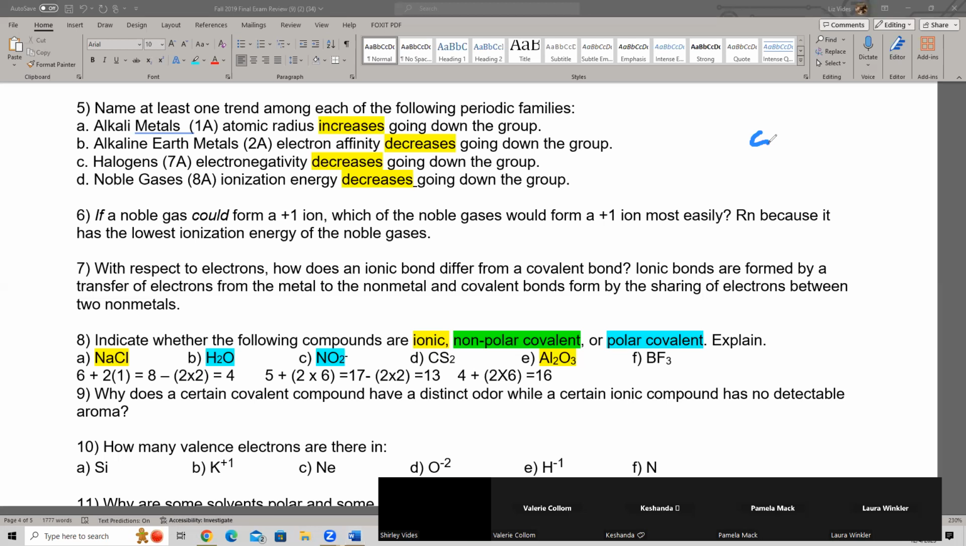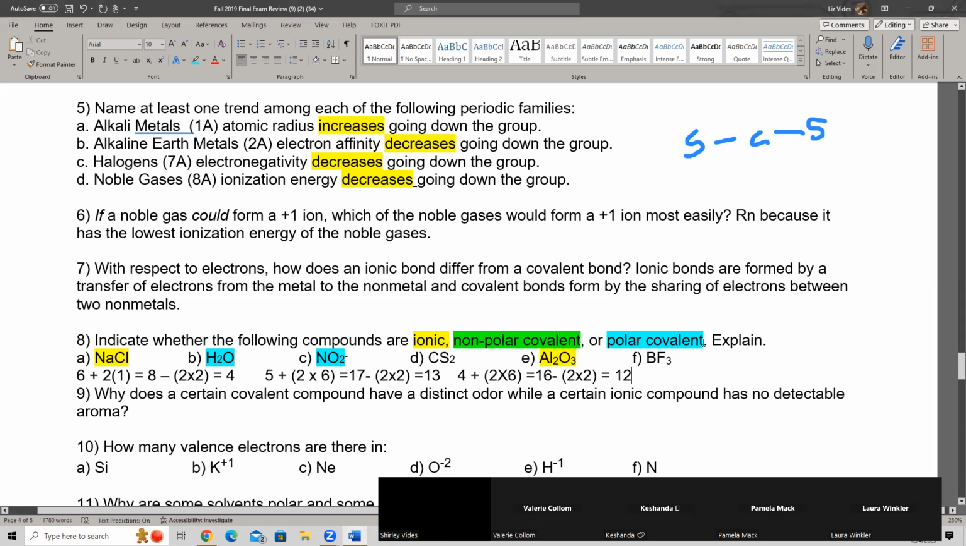Carbon, sulfur, and sulfur. We just used 4 of those, so we subtract those from it. So minus, and like I said, 2 times 2, only because of the bonds. That gives me a total of 12.